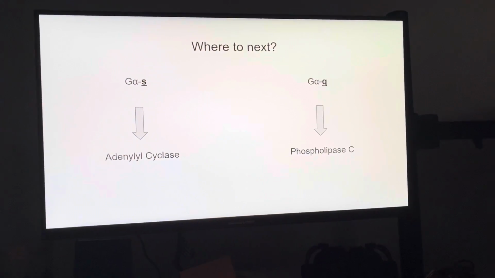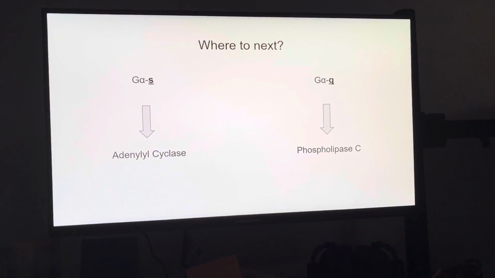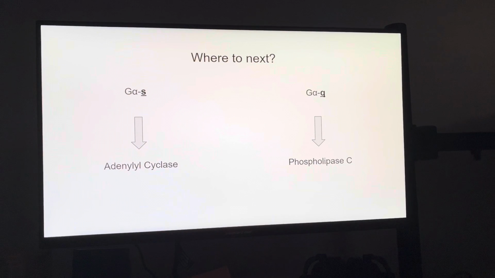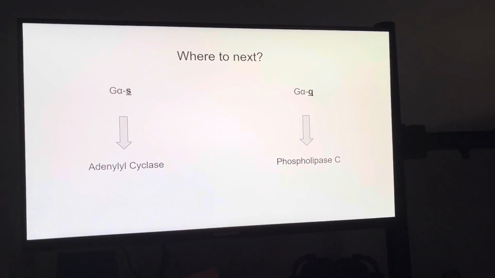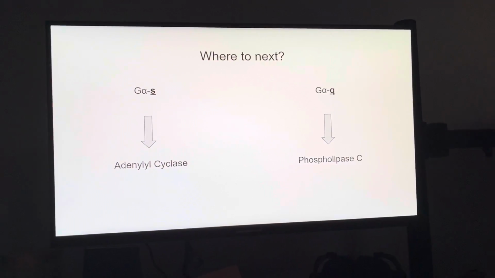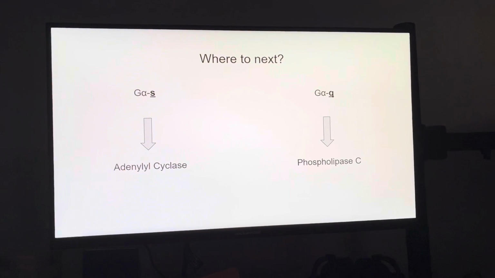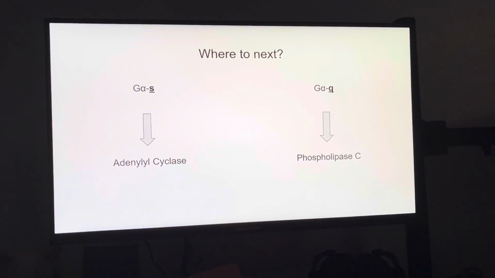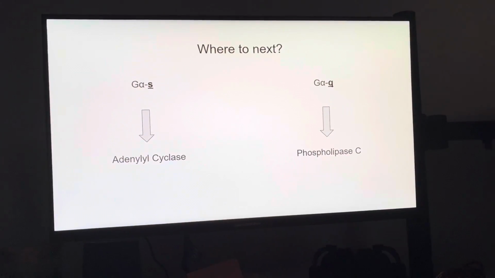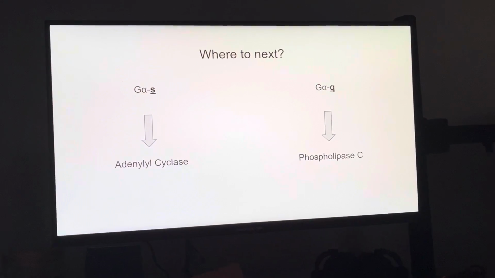So, after the G protein has split off from the beta gamma subunit, it will go and activate either adenylyl cyclase or phospholipase C, depending on which kind of G protein it is. The G alpha S protein will go activate adenylyl cyclase, and the G alpha Q protein will go activate phospholipase C. But for right now, we'll stick to the G alpha S protein.